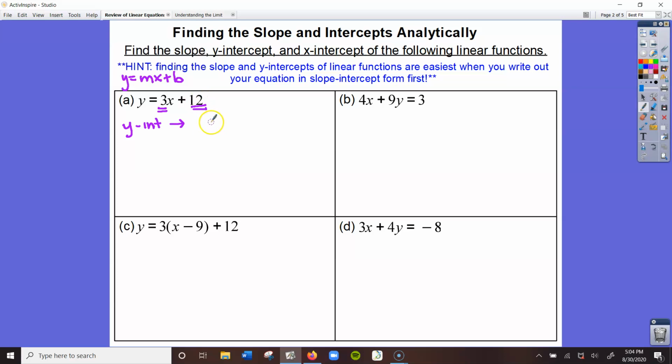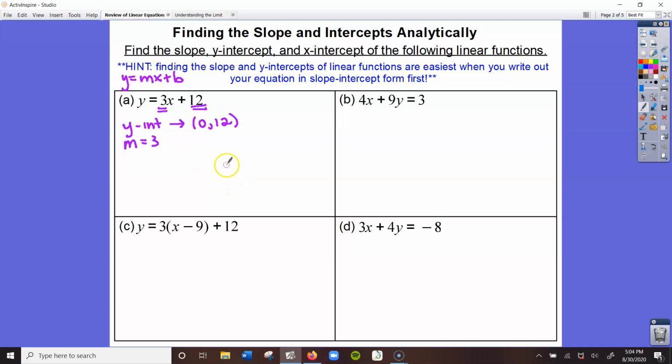So the actual value is 12, but the x will always be 0. So that's (0, 12). Then your slope, which again is here, it's your m, is 3. All that's missing is to find the x-intercept.